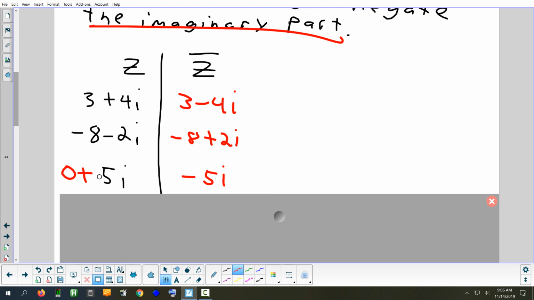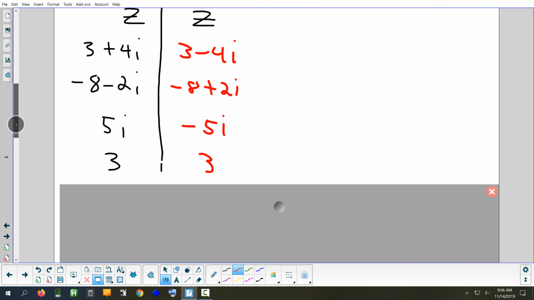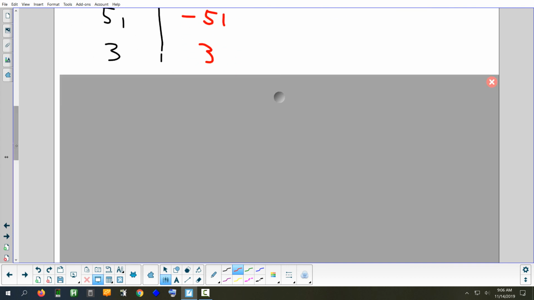You're not going to see 0 plus. They don't write it that way. How about 3? 3. The reason that one stays the same is because there's no imaginary part on this number. So think of it like this: 3 plus 0i. The conjugate is 3 minus 0i. Same thing. Plus 0, minus 0. Okay. So that's how we find conjugates.